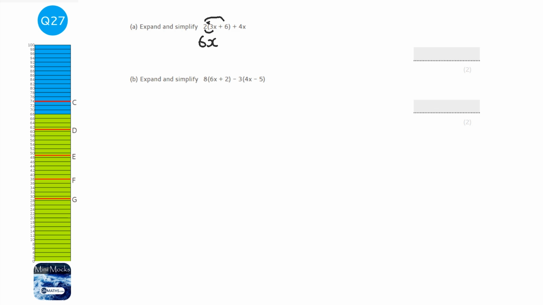And then we've got the x there, and 2 times 6 we're going to times together to make 12. Now we've still got the 4x, so I still need to write that down. Then I'm going to collect like terms. Now the like terms we have is the 6x and the plus 4x. So 6x plus 4x is 10x, and then there's nothing that we can do with the 12, so we just leave that. So it's 10x plus 12.